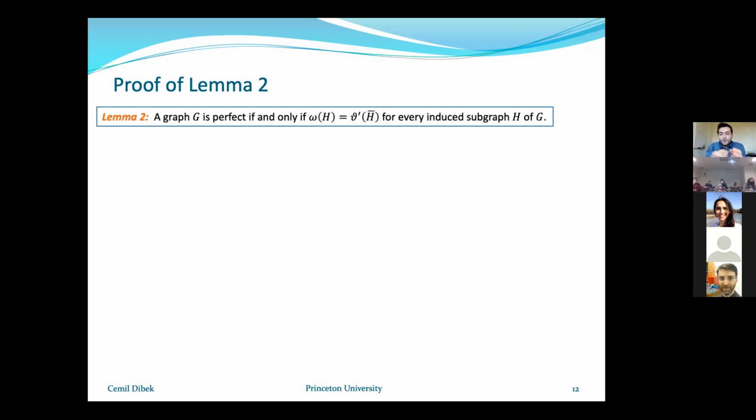Okay. So one direction of this theorem is immediate, because if a graph is perfect, then since the clique number and the chromatic number are the same for every induced subgraph, by the sandwich theorem, the clique number and the Shriver number should be the same for every induced subgraph. So that direction is immediate. How about the other direction? Well, what do we want to prove? We want to show that if G is not perfect, then there is a gap between the clique number and the Shriver number for some induced subgraph. That's what we are going to show.